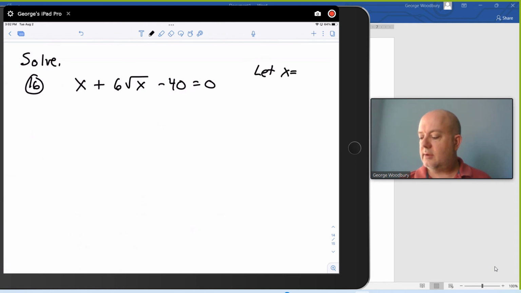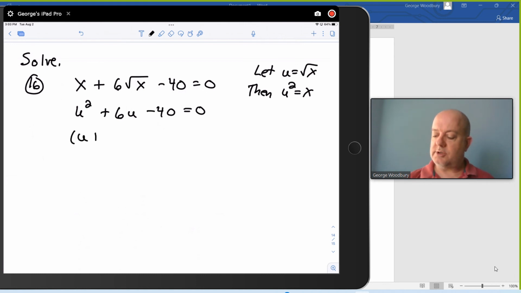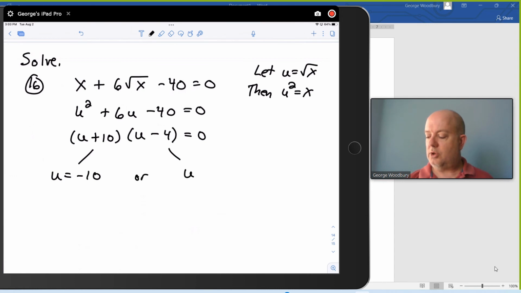Let u equal the square root of x, then u squared will equal x. Raising the square root to the second power just gives you x. So here I've got u squared plus 6u minus 40 equals 0. That factors to be u plus 10 times u minus 4 equals 0. So either u equals -10 or u equals +4.